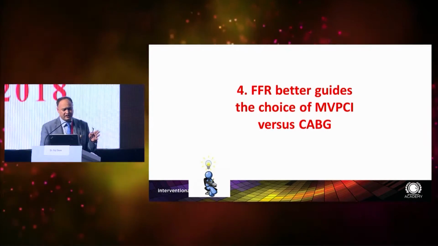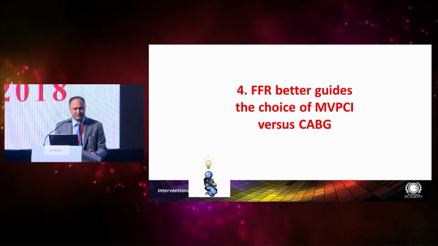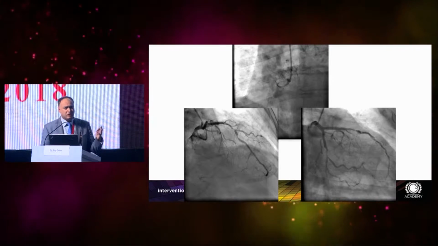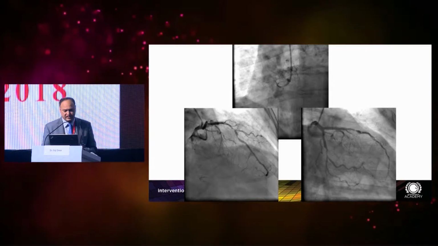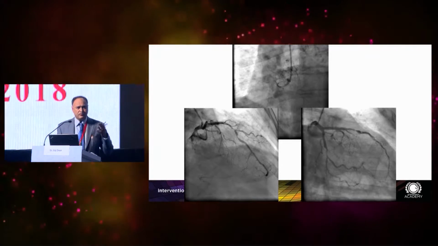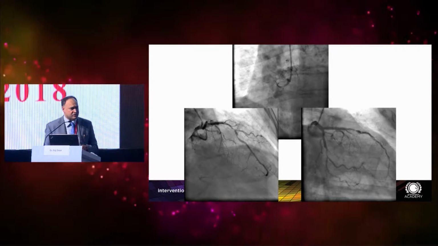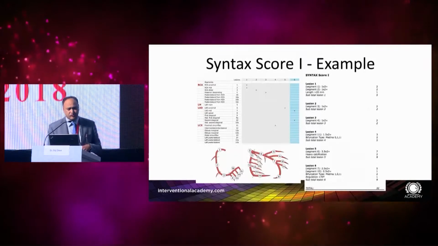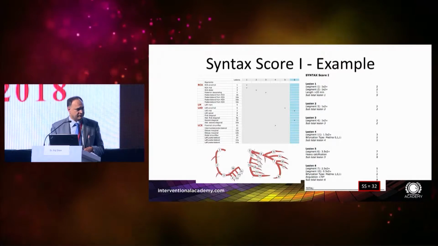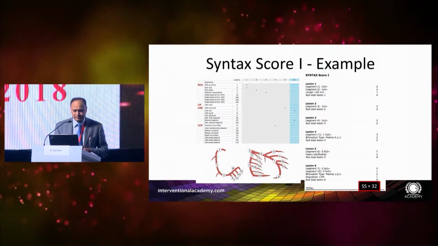Now let's think about how FFR may guide the choice of multivessel PCI versus CABG therapy. Here's an example of a case. This patient has a totally occluded right coronary, diffuse disease in the LAD, and a tight stenosis in the circ. Now, you all know from SYNTAX 1 that if the SYNTAX score is high, we should be referring these patients to cardiac surgery. So we calculated the SYNTAX score in this patient. The SYNTAX score is 32. We know from SYNTAX that this is a good case for CABG.